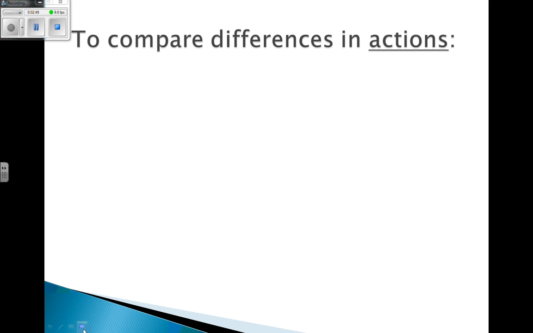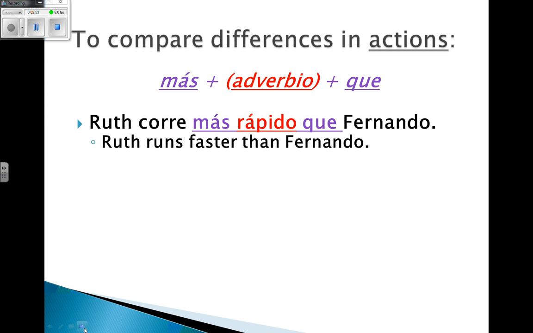We also use them to compare differences in actions. So here's using verbs more often than not. So again, we use más, then an adverb, and que.